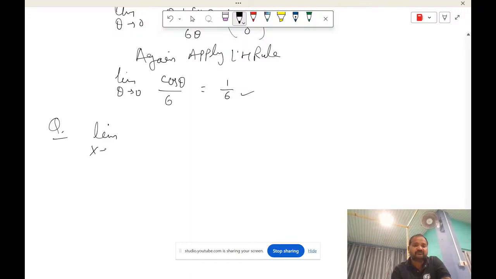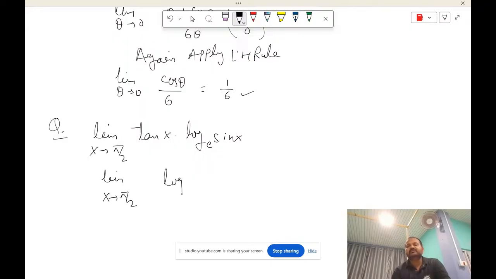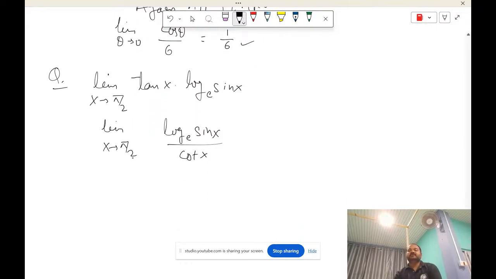Limit x tends to pi by 2 of tan x into log of sin x. So we will try to convert it into the numerator and denominator form. This function can be written as limit, with log sin x in the numerator, and tan x can be written as 1 by cot x. So cot x in the denominator. Now we will substitute the value, limit x tends to pi by 2.